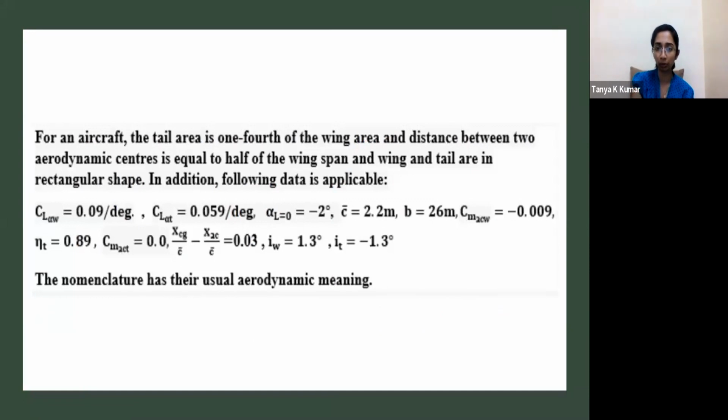Now we'll move on to some questions from assignment 3. This is the question from your assignment 3.